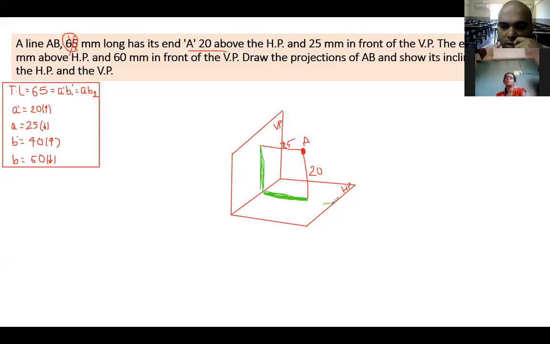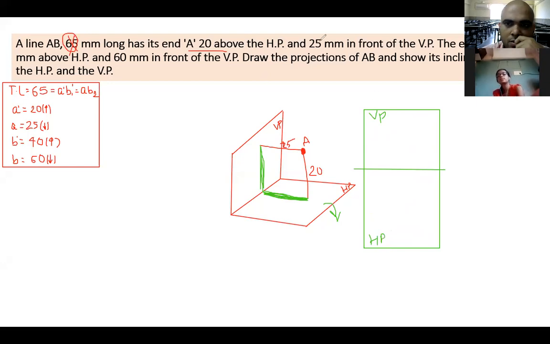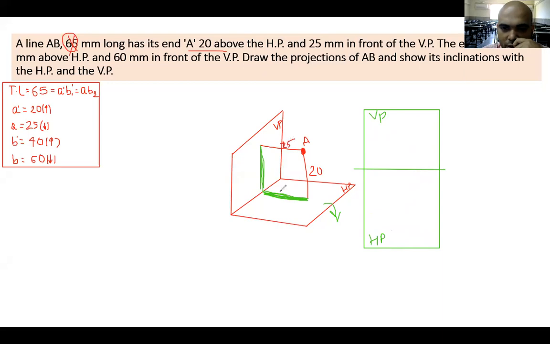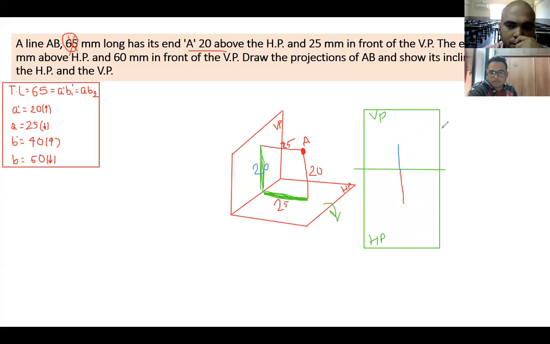Now see, if I am rotating this, then what will happen? In that case my VP will be above, yes or no? And HP will be below, yes or no? So in that case this 25 is seen here on HP, so I have to draw that 25 here, and then this 20 that is seen, I have to draw it here, above. So I have said the same thing, 20 above, 25 below, understood?